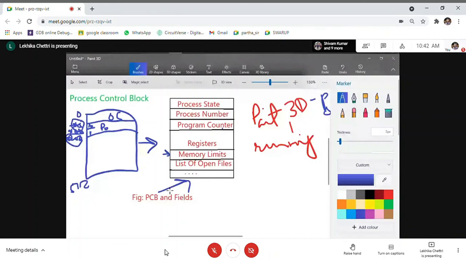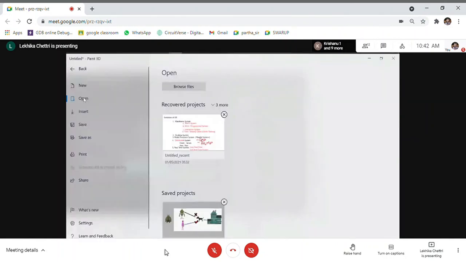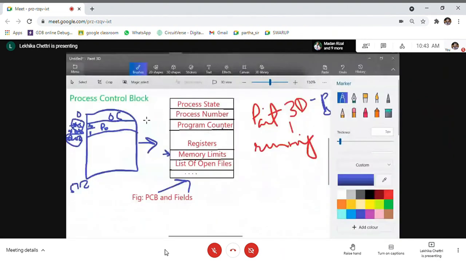The moment I opened Paint 3D, it opened all the smaller programs. So now the smaller programs have been converted into processes. If I go to the menu and click open, all the associated files in the computer that can be opened from Paint 3D are made ready. The list of those associated files can be stored here.